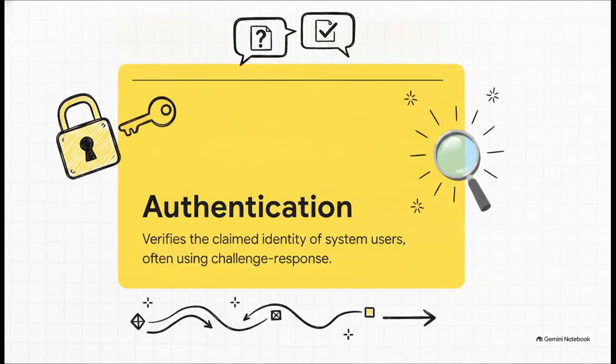Then we've got authentication. This is the mechanism that proves a user or system is exactly who they claim to be, usually before we even think about exchanging private keys. A classic example here is a challenge response protocol. That's where a server asks a user to encrypt a specific random piece of data. If the user returns the correct ciphertext, well, they mathematically prove they hold the valid key.